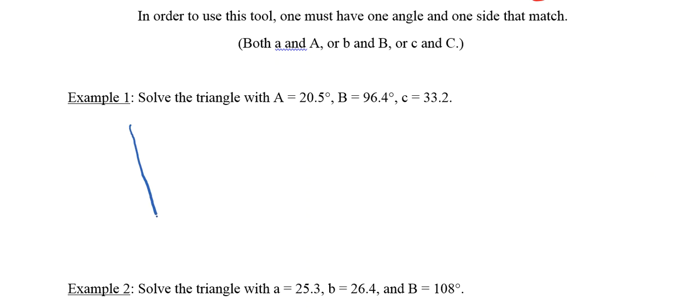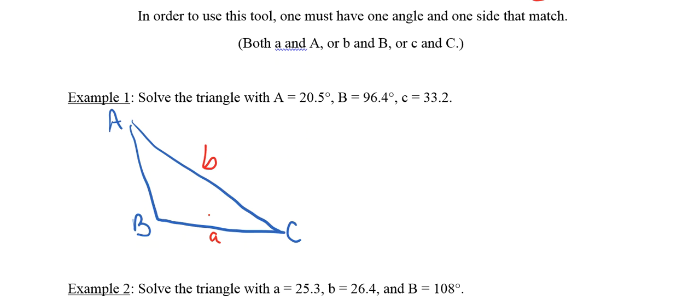So I'm just going to sketch out what I think the triangle looks like. I'm going to make this angle B, since it's a little bit bigger than 90, angle A and angle C. I'm going to go ahead and mark things in the proper spot. So this would be side B, side A, and side C. We know that angle A is 20.5 degrees, angle B is 96.4 degrees, and side C is 33.2.